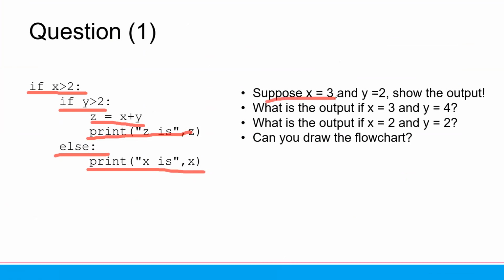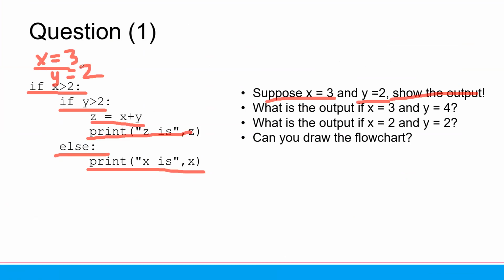So let's suppose x equals to 3 and y equals to 2. Show the output. So x equals to 3 and y equals to 2. What is the output? Yeah, no output.